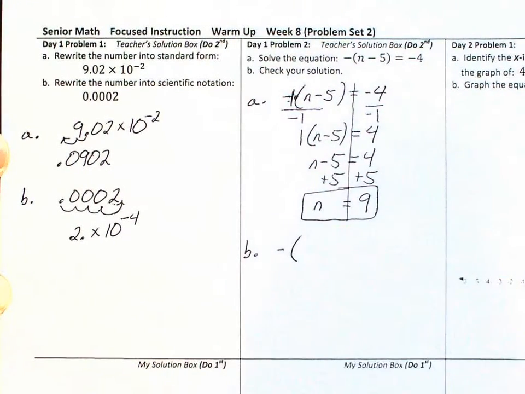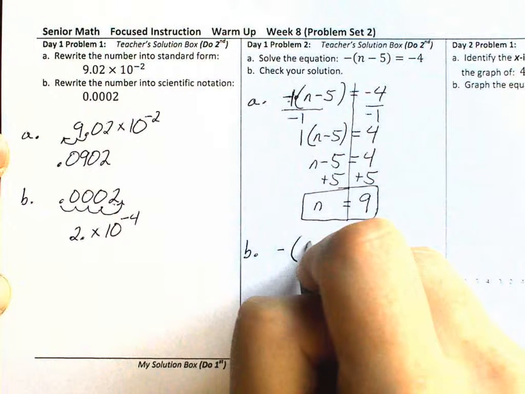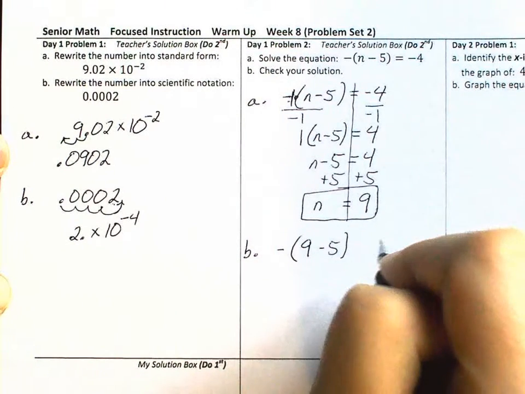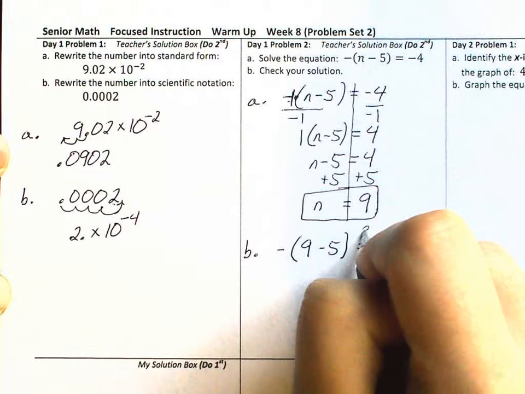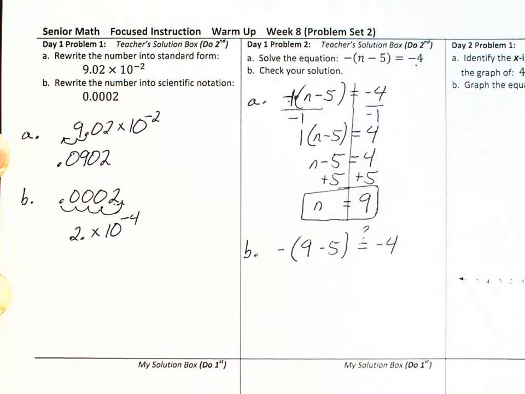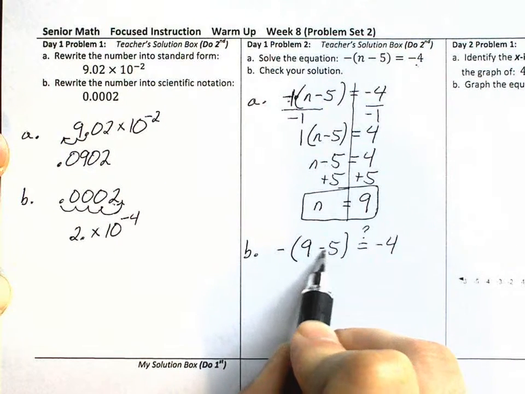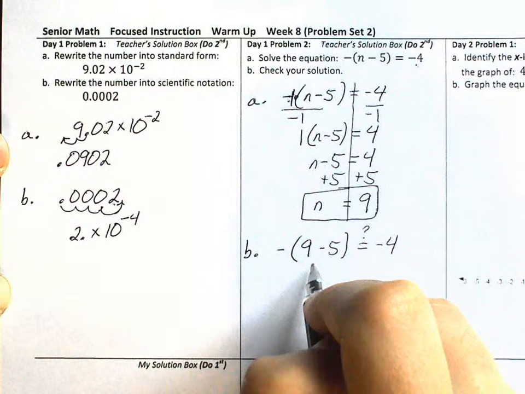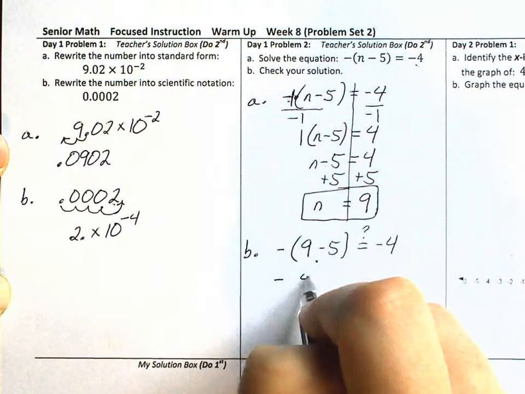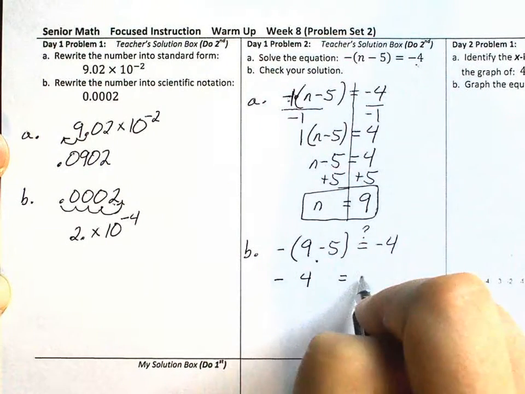Negative parenthesis, substitute in 9. And does this equal -4? If it does, we have the correct answer. So working inside the parentheses first, 9 subtract 5 makes a 4. So this is negative and then 4. Does that equal -4? Yes, this checks.